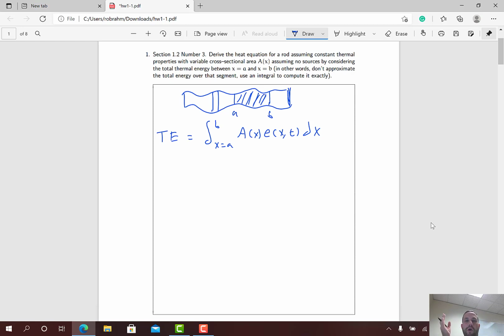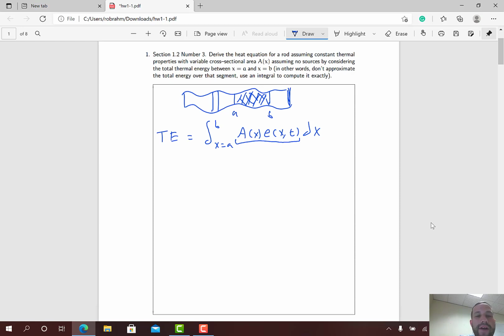Again, E of x,t is the thermal energy per unit area. So on the face at a point x, the total thermal energy on the face, you can think about it as being that right there. And then we integrate over all of the faces to get the total thermal energy in this segment, the one that I've shaded in here. By the conservation of energy, we know that the only way that energy changes in that segment is by energy flowing in or energy flowing out.